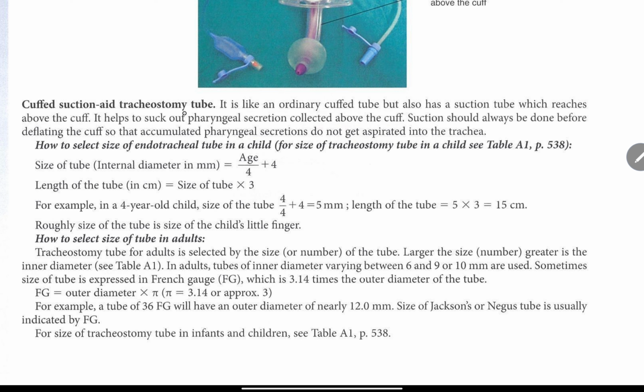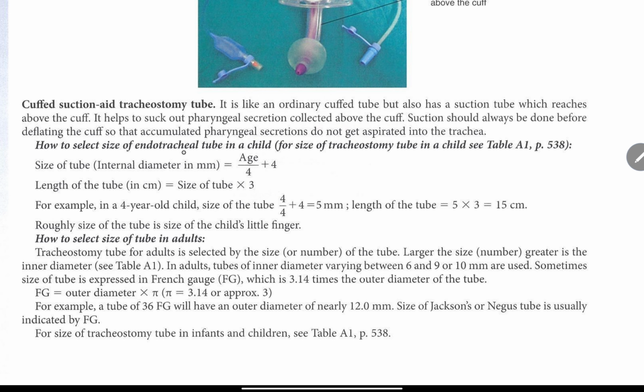Cuffed suction tracheostomy tube. It is like an ordinary cuffed tube but also has a suction tube which reaches above the cuff. It helps to suck out pharyngeal secretions collected above the cuff. Suction should always be done before deflating the cuff so that accumulated pharyngeal secretions do not get aspirated into the trachea.